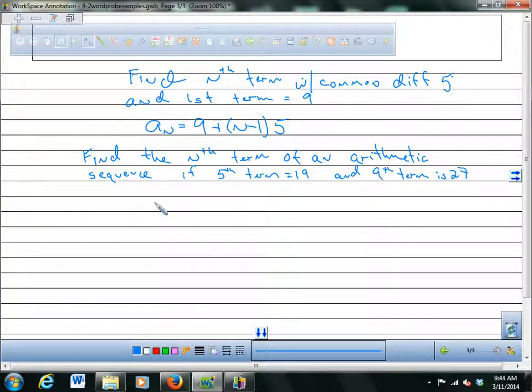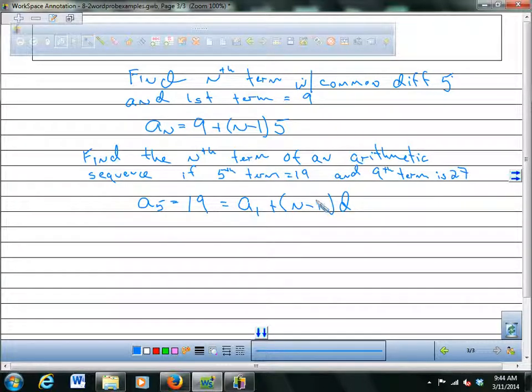All right? So what you want to do is a sub 5 is equal to, oh, we don't know what a sub 5 is, but we do know, yes we do, that a sub 5 is 19, right? But that's got to be equal to a sub 1, which we don't know, plus n minus 1 times d.